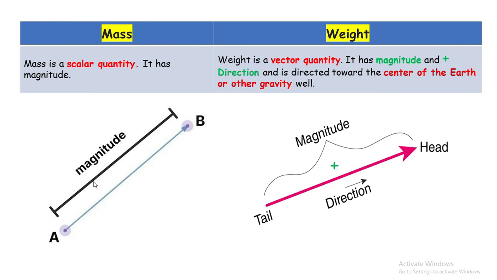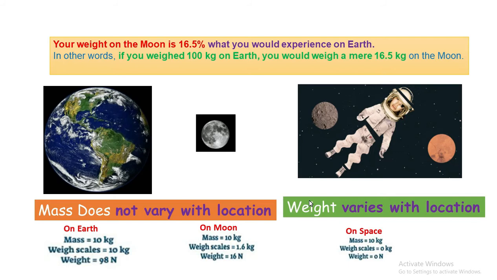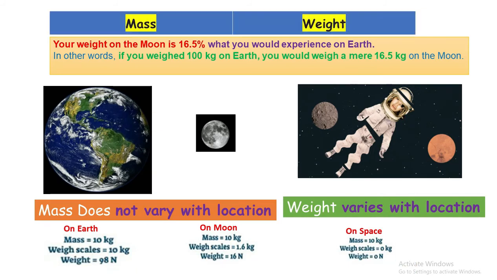Here you have magnitude as well as some direction. Okay, so that's what they are saying about the difference between mass and weight. The next difference between mass and weight is that your weight on the moon is 16.5% of what you experience on earth. In other words, if you weigh 100 kg on earth, you would weigh a mere 16.5 kg on the moon. I hope this is very clear. So on the moon you will be weighing very little, just 16.5% of what you weigh on earth.